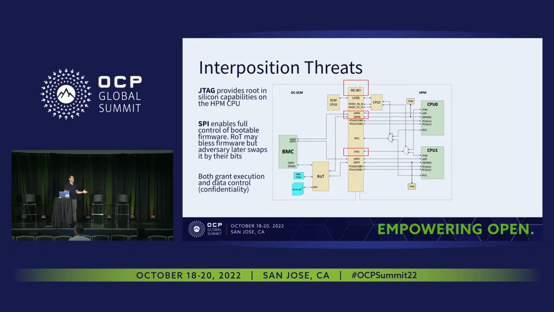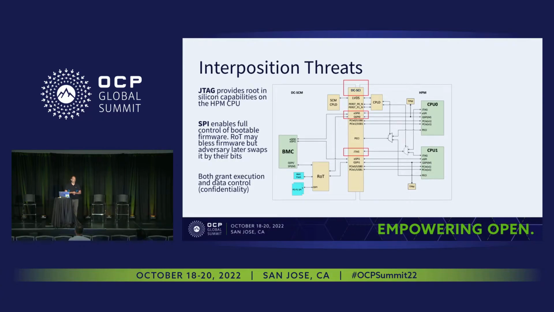So which ones allow you to get to user data? Of course, the SPI bus. We've talked about this. That's your boot code, right? With an interposer, you can define what boots on the platform. And you can do this without the root of trust being none the wiser. So that's a problem, right? You can essentially bypass everything that way.